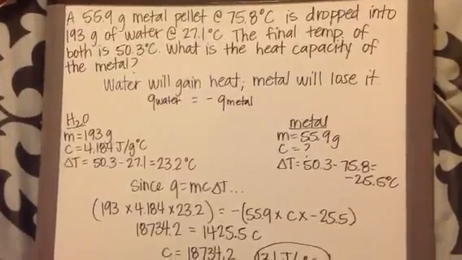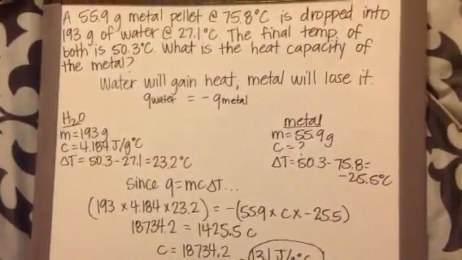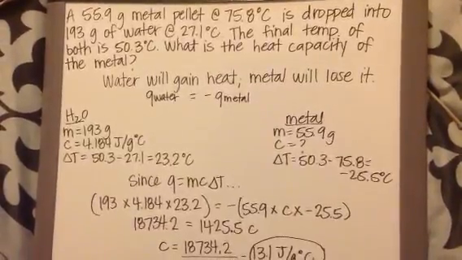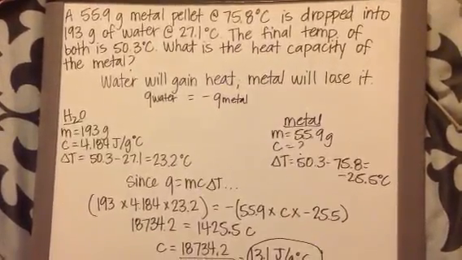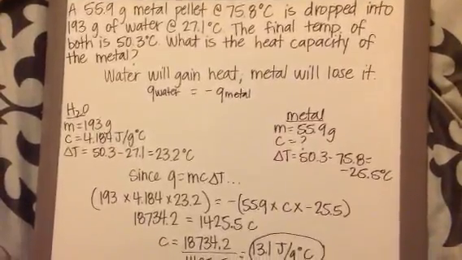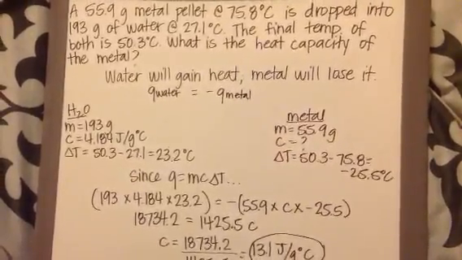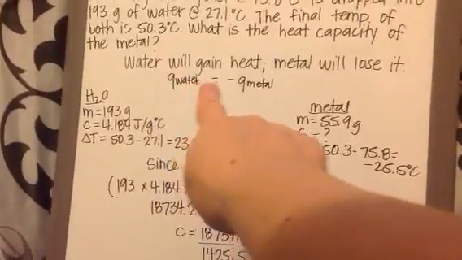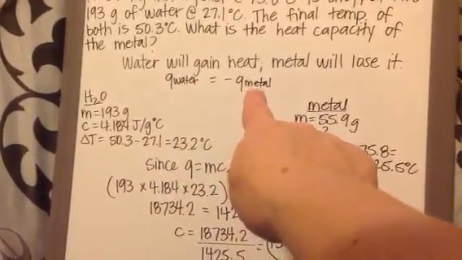A 55.9 gram metal pellet at 75.8 degrees Celsius is dropped into 193 grams of water at 27.1 degrees Celsius. Their final temperature is 50.3. What is the heat capacity of the metal? So we know that the water is going to gain heat because it was at the lower temperature and the metal's going to lose it. That means that the Q of the water is equal to the negative Q of the metal.